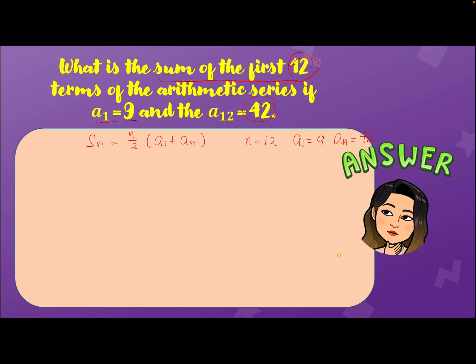So we have sum of n is equal to 12 over 2 times the quantity a sub 1, which is 9, plus a sub n, which is 42. Sum of n is equal to 12 divided by 2, that is 6, times 9 plus 42, that is 51. So we got sum of n is equal to 6 times 51, that is 306. Okay, so next example.